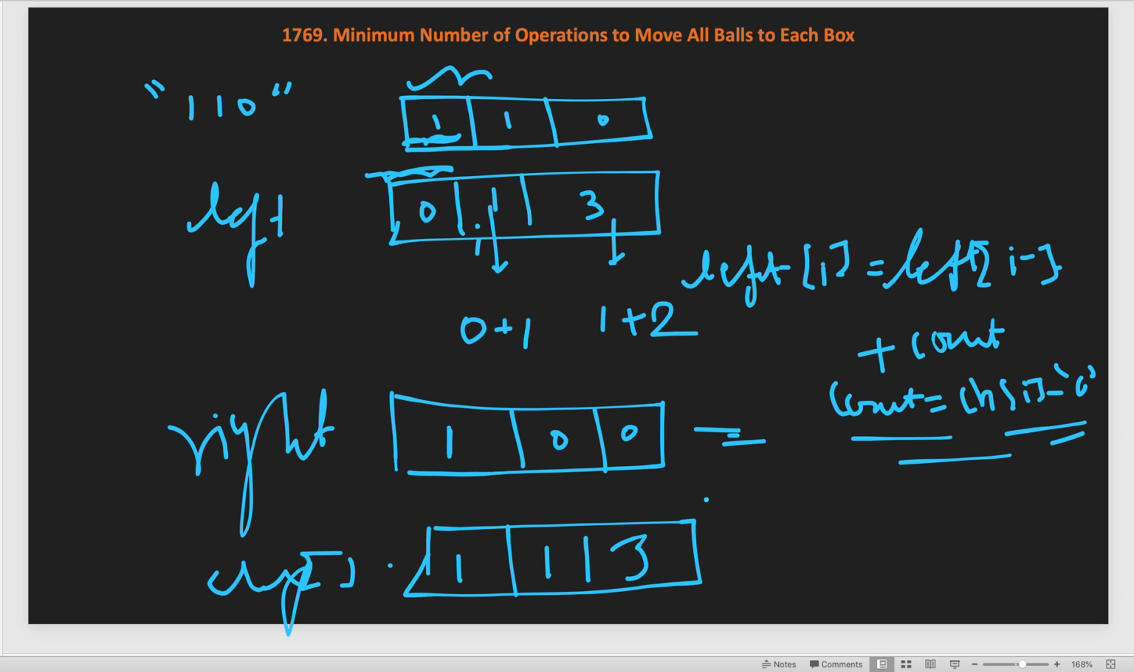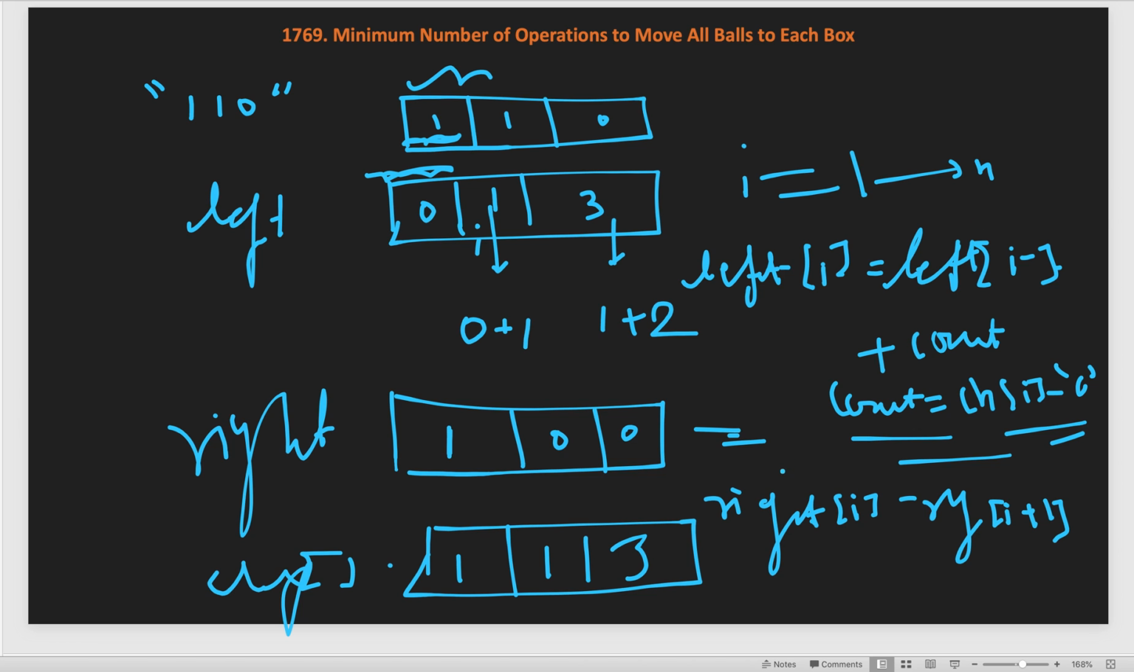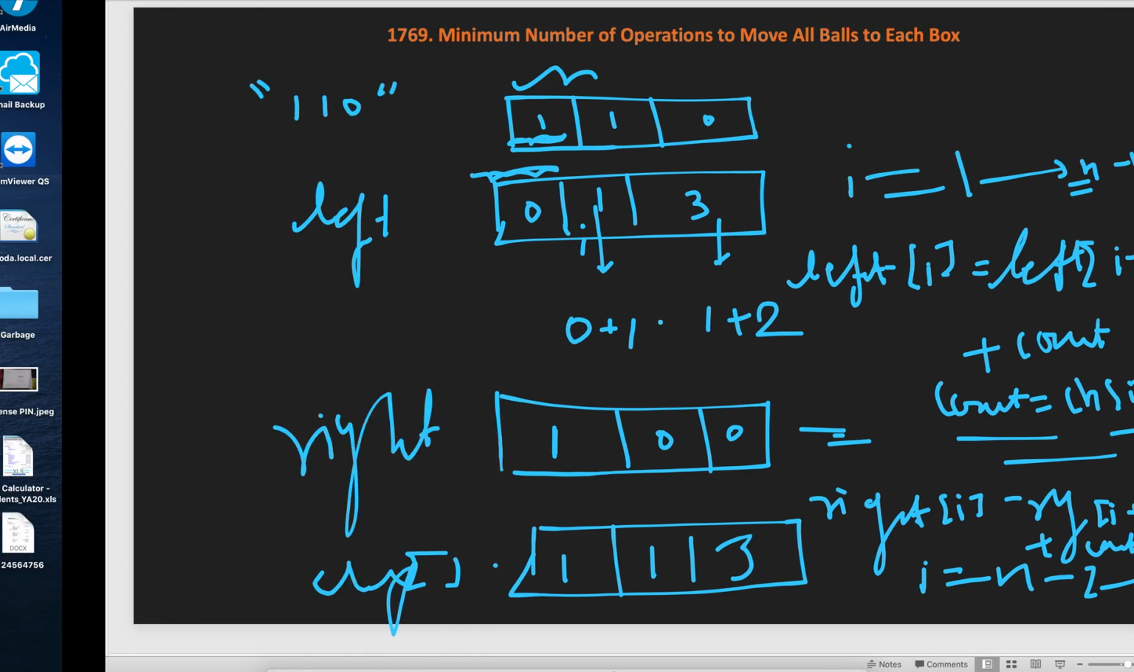Similarly, for right we will write right of I is equal to right of I plus 1, and we will start I from n minus 2. Here in left we start I from 1 to n, and here from n minus 2 down to 0, and we will decrease the I. So, this is the formula. Similarly, here we also need to add the count. You can now pause the video and try to code it yourself.